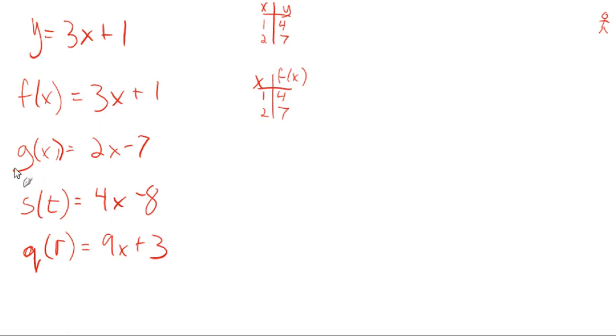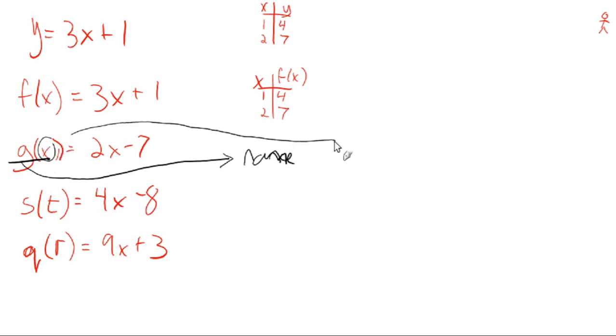The g here is the name of the function. So g is the name. X, that's what we call the input. All right? And g of x, that's called the output. Okay, y used to be the output, now g of x is the output, or f of x is the output, or q of r is the output.